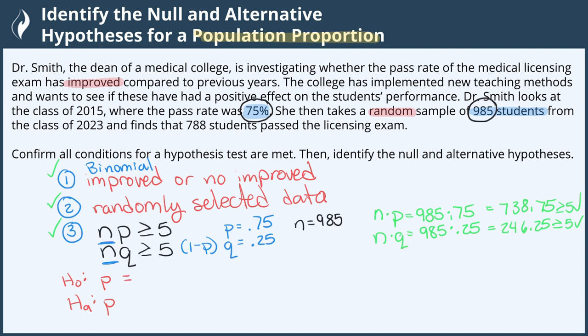And we were told that the class of 2015 had a pass rate of 0.75. This is our population proportion that we're looking for. So it equals 0.75 in the null hypothesis. And for the alternative hypothesis, the dean is investigating whether the pass rate of the exam has improved, which means it will be greater than 0.75. So now we've met all the conditions for our hypothesis test and identified both the null and alternative hypotheses, so we're all done.